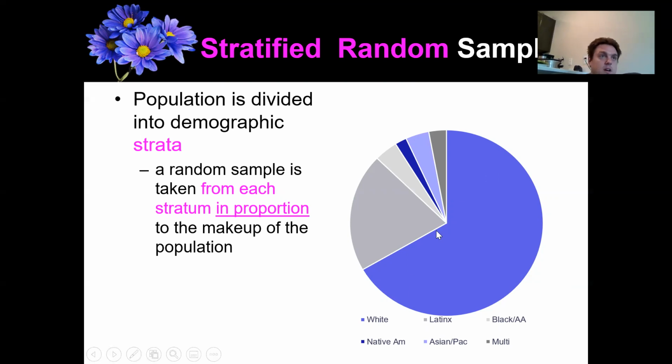So let's say the population is whatever, 60% or so white. Well, then obviously in this example, I want my sample to be 60% white. If it's this number African American, I want my sample to be that too. So that's the example we're working with. So when there's a specific demographic that you want to really focus on being representative of, like in this example, ethnicity, you can use stratified random sampling. So in this case, you're taking a random sample from each stratum in proportion to the makeup of the population.